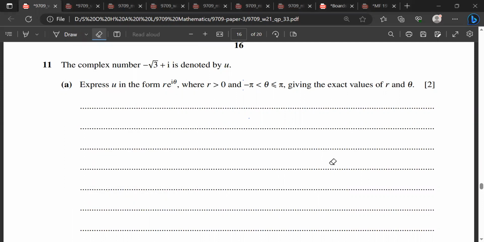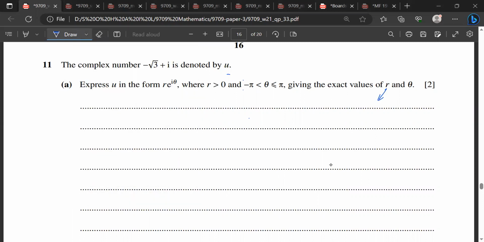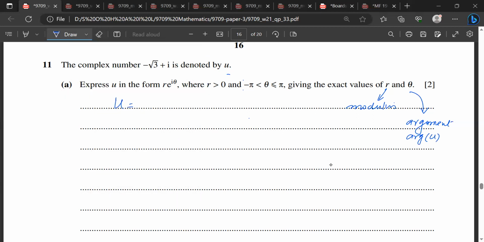So here this r is the modulus and theta is the argument of u, because u is the complex number. So the complex number is u. U is equal to minus root 3 plus iota.